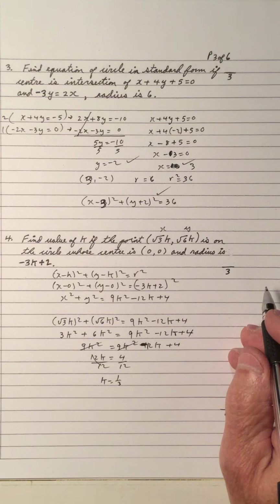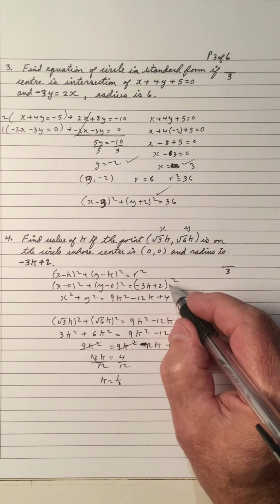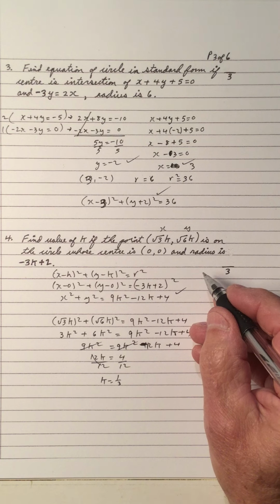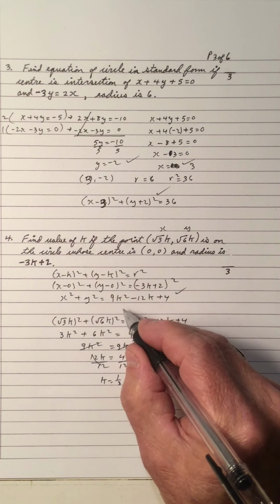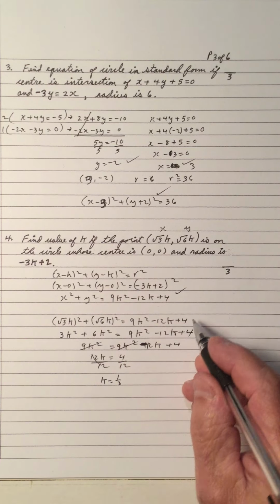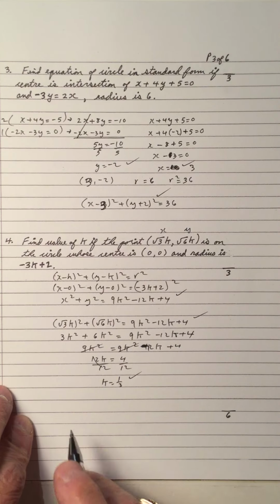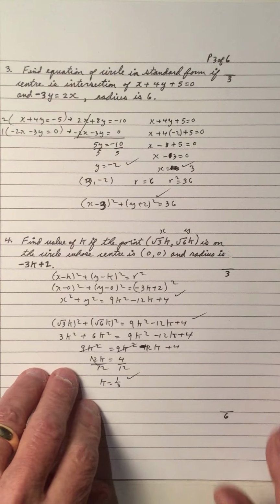And there's 3 marks in here. So if you get this equation, you get a mark. If you square it out, you get a mark. And if you finalize it, you get another mark. So 3 marks altogether, 6 for that page.